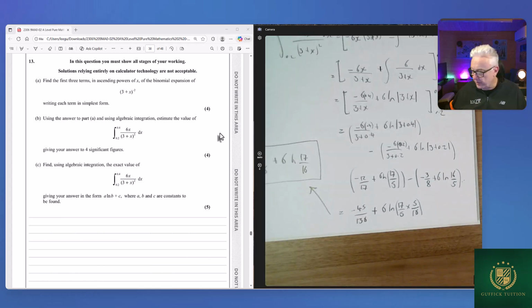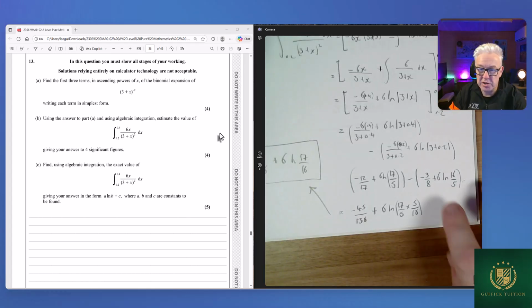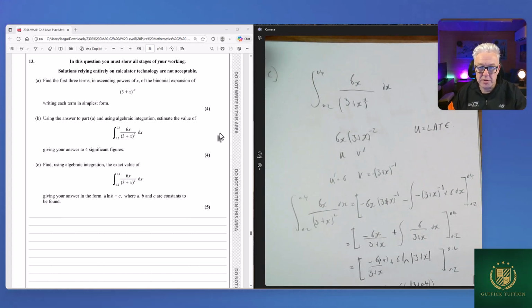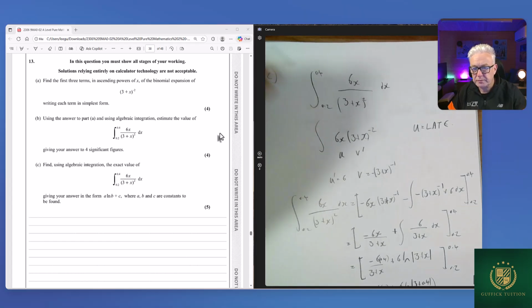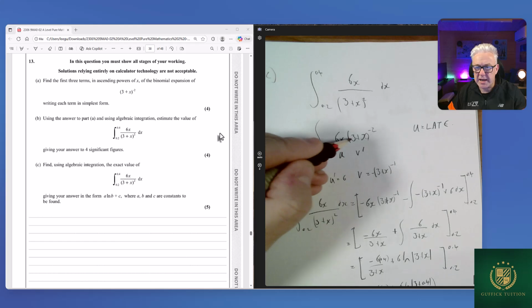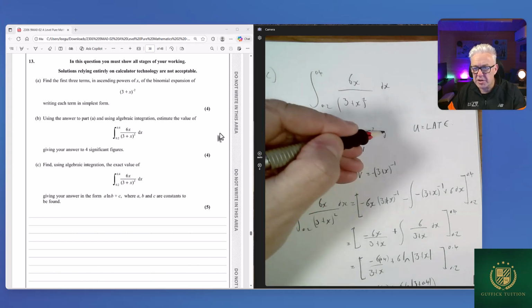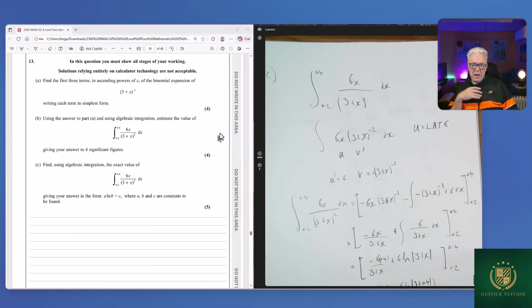Okay, the last part of this question now is to actually do the integration, not using an approximation. So let's again rewrite the integral as 6x times (3 add x) to the power of minus 2 dx. Now, there's probably various approaches that could be used for this particular question, but I think integration by parts would be a nice way to do it.